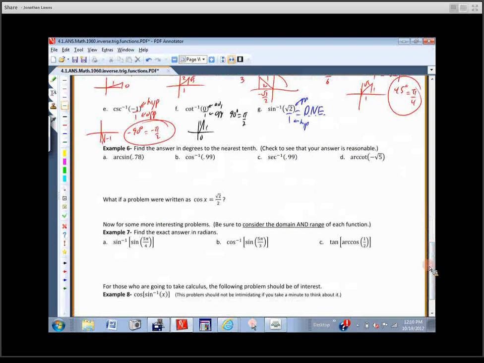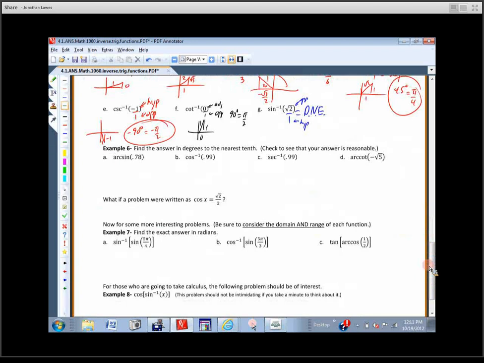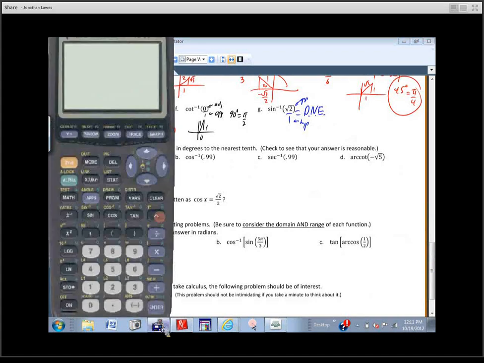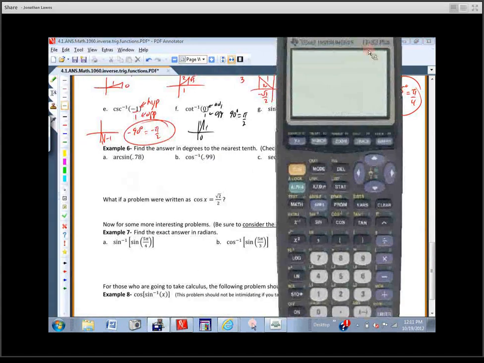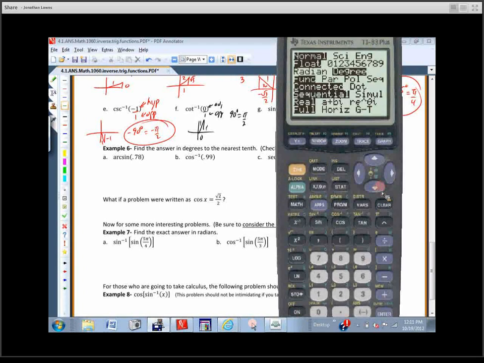Okay, let's see if we can finish this off. We've got a few more calculator problems, and then a few interesting problems to finish up with. It says find the answer in degrees to the nearest tenth. So all we need to do is grab our calculator. It does say degrees, so we want to make sure that we plug these in correctly and have our calculator in the right mode. I'm already in degree mode.